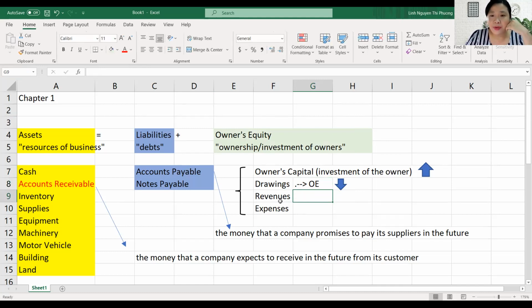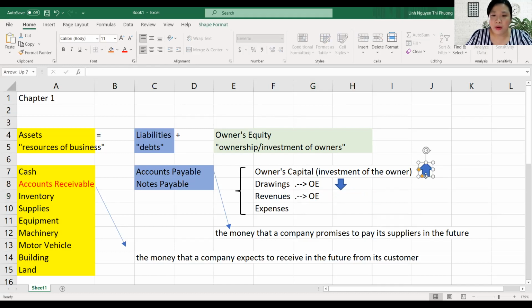All right. And what about revenues? Revenue means the amount of money that we get or receive when we sell a product or when we provide a service to the customer. So the more revenue that we have, our owner equity will increase, right? For example, the more money that you earn, this means your ownership will increase. So we say the more revenue that we have, owner equity will increase.